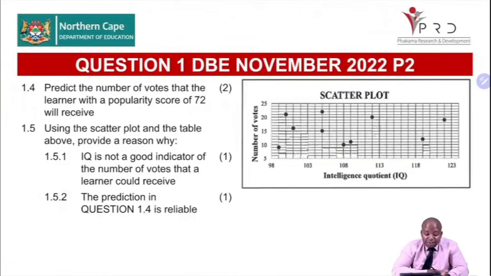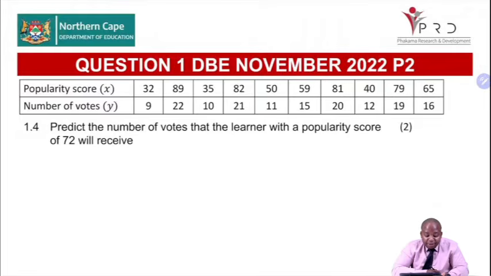Welcome back, grade 12. Let us look at 1.4. It says, predict the number of votes that the learner with a popularity score of 72 will receive. Now, let us look at what we are given and what we are supposed to predict. It says predict the number of votes. So what are we predicting? Y. The number of votes, you can see from our table, is Y.